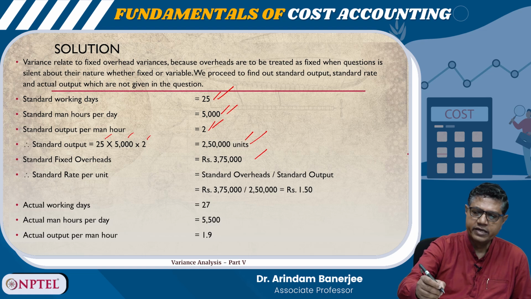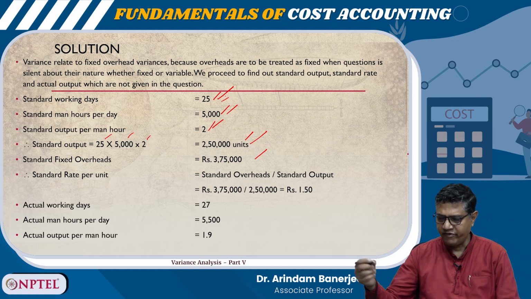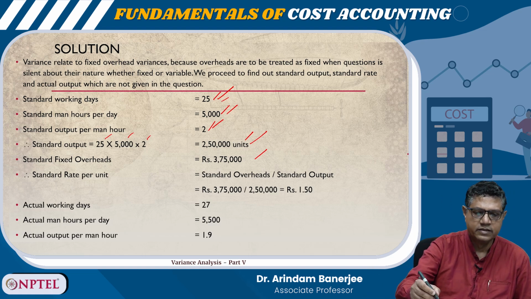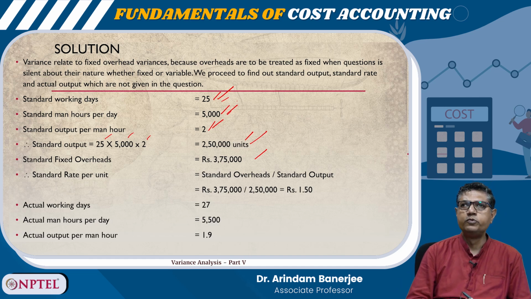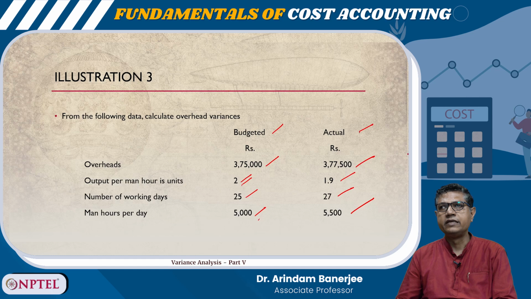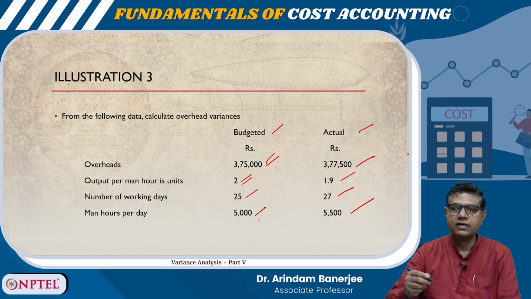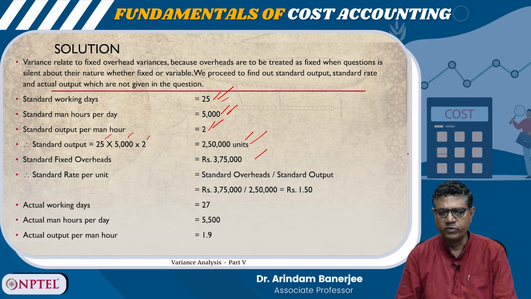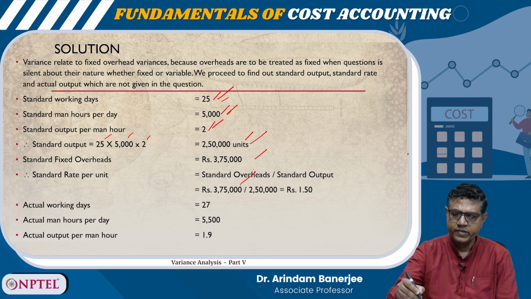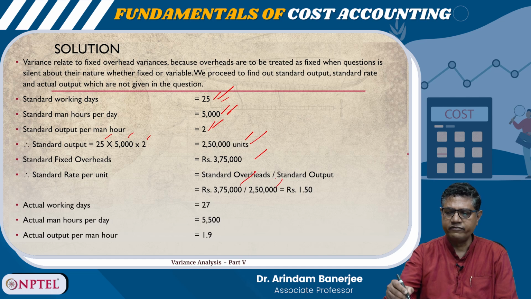So, standard working days, it is given in the question, it is 25. Standard man hour per day, it is 5,000. Standard output per man hour is 2. Standard output is 25 into 5,000 into 2, that is 2,50,000 units. Standard fixed overhead is given, it is 3,75,000. You can see here, it is 3,75,000. So, standard rate per unit is 3,75,000 rupees divided by 2,50,000.